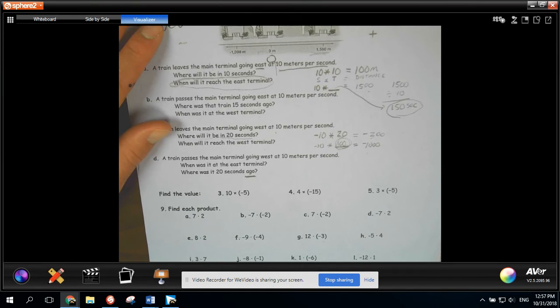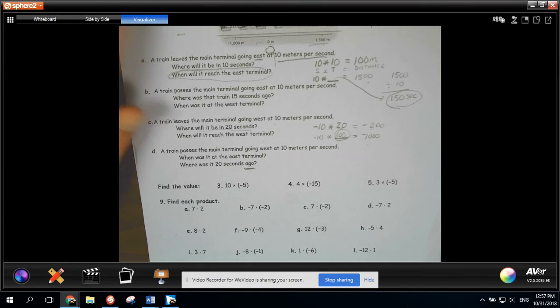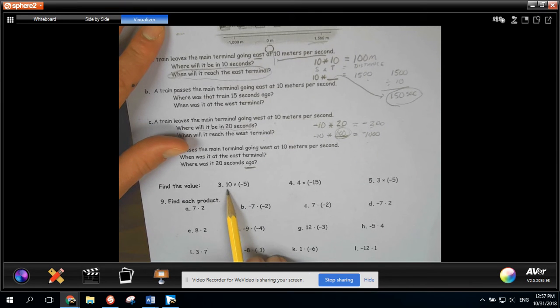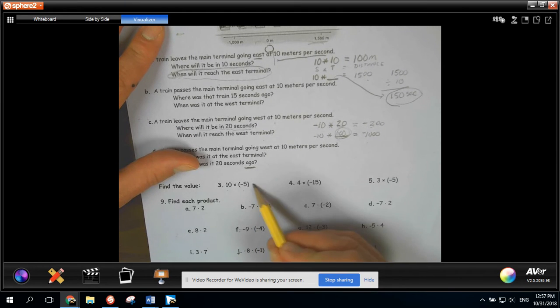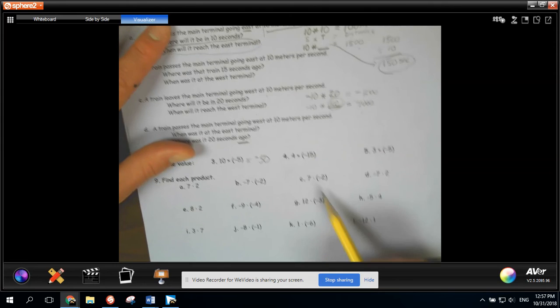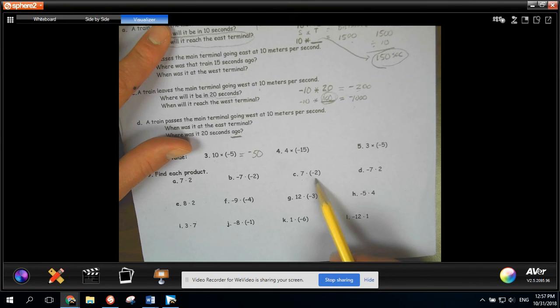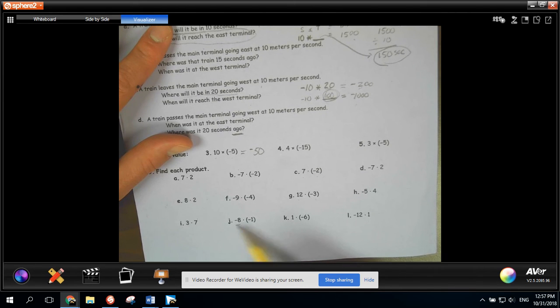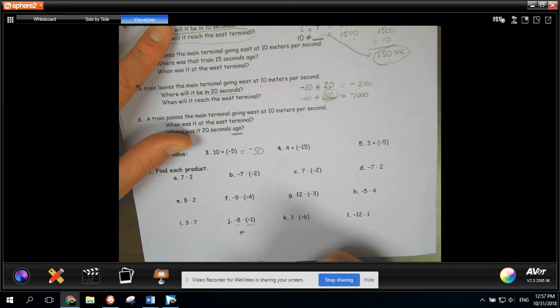And then, guys, the rest of them, you're just following your rules of integers. So this is 10 groups of negative 5, which has a value of negative 50. Another one, 7 groups of negative 2, or let's see here, we could switch this one. So negative and a negative, when we multiply those together, that's kind of the trickiest thing to visualize. But we saw in class that when we multiply 2 negatives together, we actually get a positive answer.